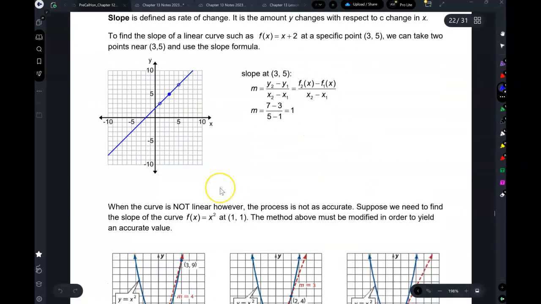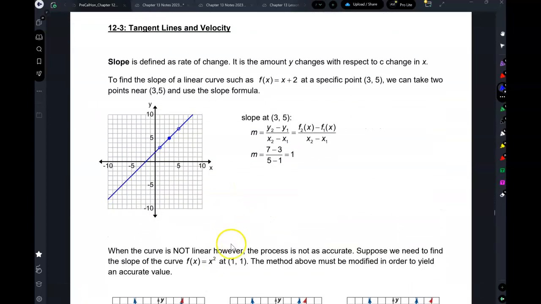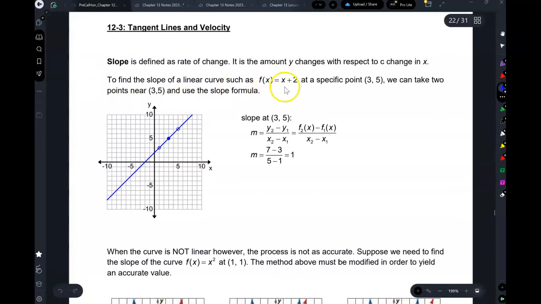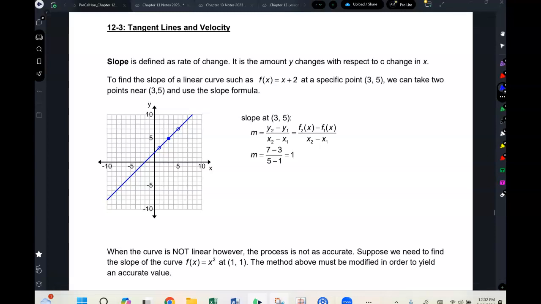Alrighty, so let's go to 12.3, tangent lines and velocity. We've been asked to find slope since we were very little, right? It's y2 minus y1 over x2 minus x1, but we never really think about what slope is. Slope is rate of change. Oh, so slope is rate of change.